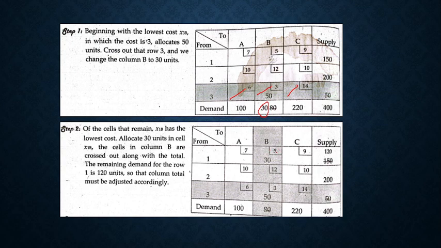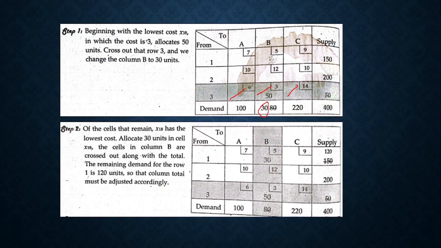Lowest cost niya is 5. So allocate 30 units in cell X sub 1B. Meron remaining na 30, 'di ba, na yung demand. So, copy natin doon sa may X sub 1 na row. Okay? Copy natin yung 30. So, doon tayo maglagay. Huwag dito sa 12.